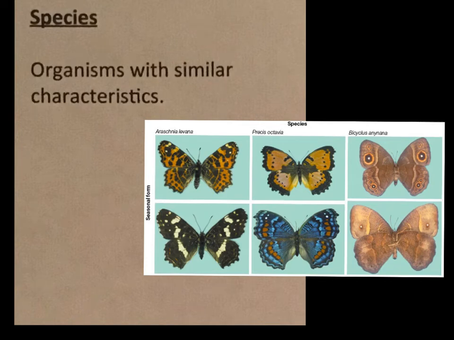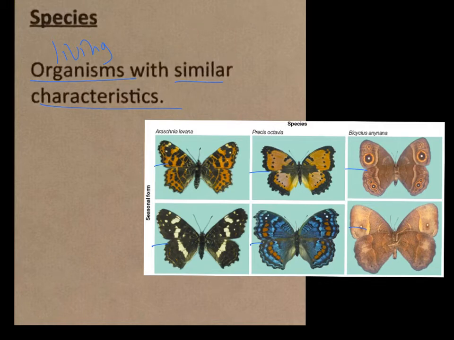Let's look at species here. So the word species, we have an organism. Remember, those are all the living things. So organisms with similar characteristics. For example, we have a picture here of the butterfly species. Even though every single one of these butterflies doesn't look identical, they still have similar characteristics. They form the same way, they do the same things, so it's a species.